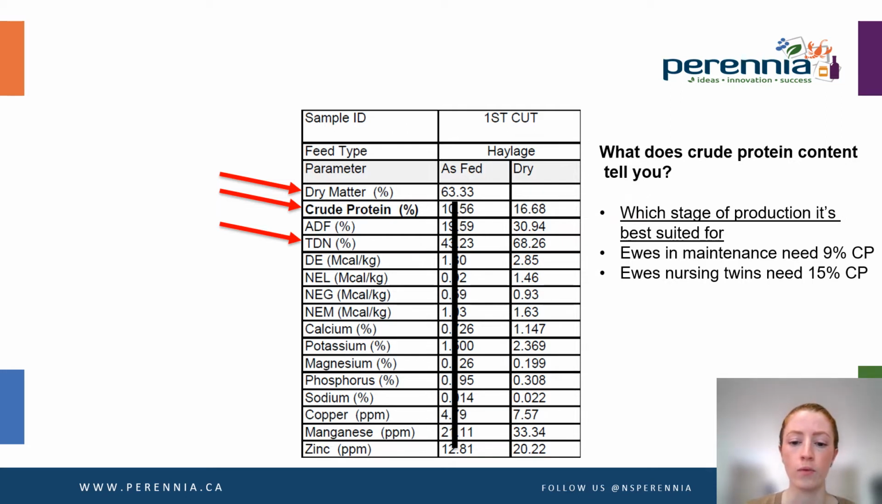So just a refresher, ewes in their maintenance period need 9% crude protein. And then ewes who are in their early lactation, who are nursing twins, need 15% crude protein. So for example, this feed, lots of crude protein, I would definitely feed this to my ewes in early lactation. It would be a waste if I fed this out to my ewes who were in their maintenance period.